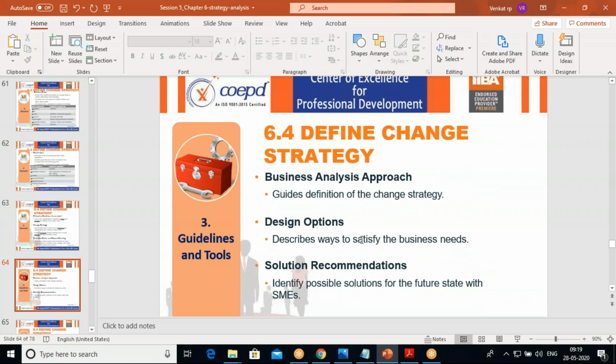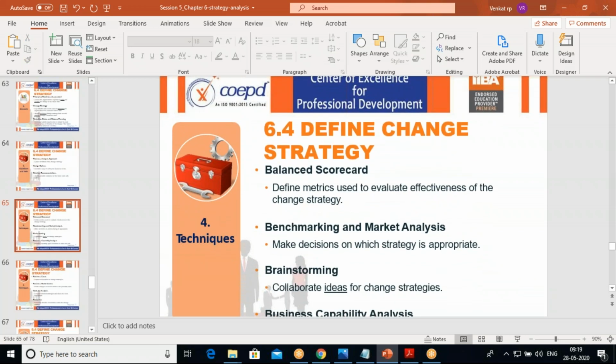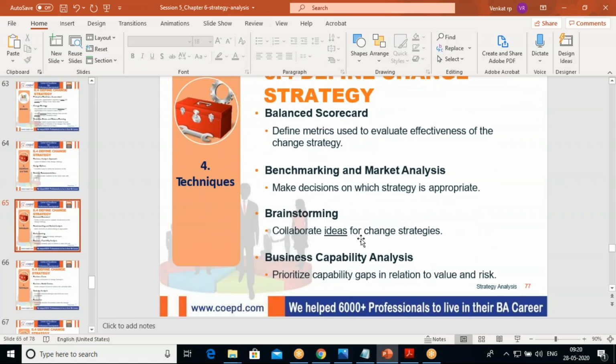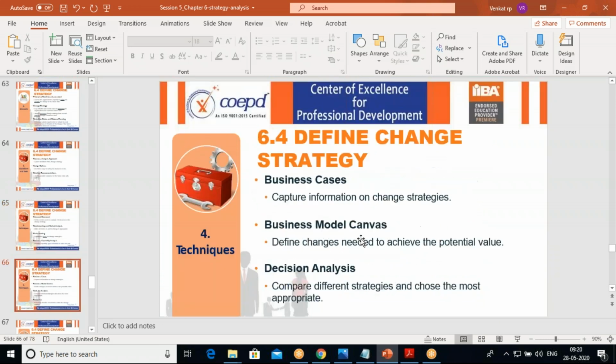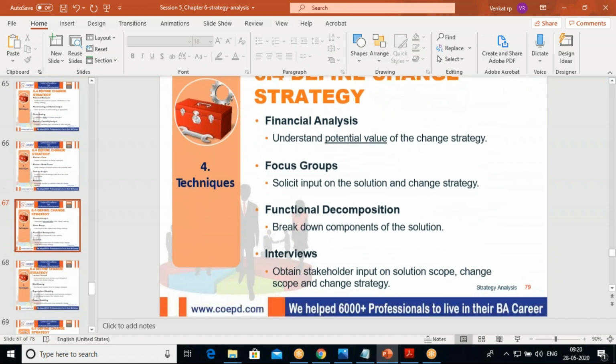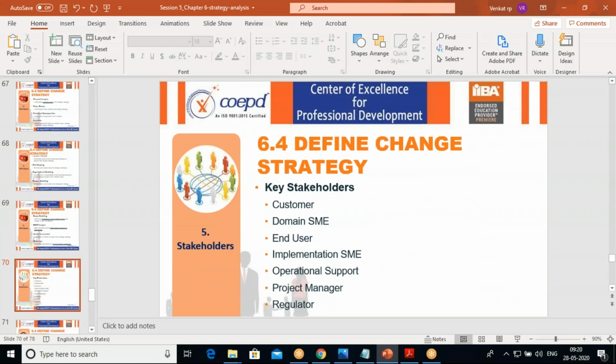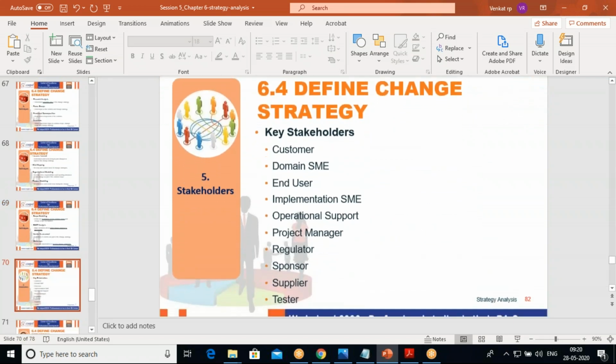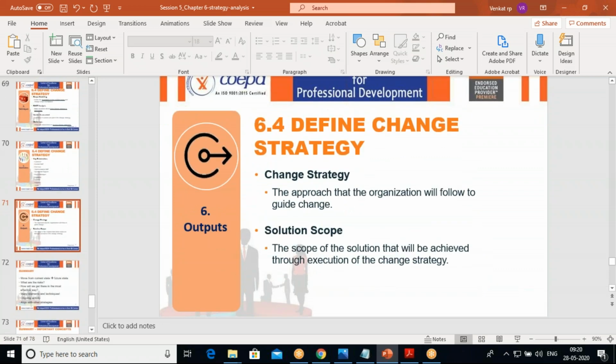And here when you see the techniques, for this define change strategy task we have 20 techniques which we can use, and the stakeholders involved are around 10 stakeholders. And the output of this define change strategy is we have two outputs.